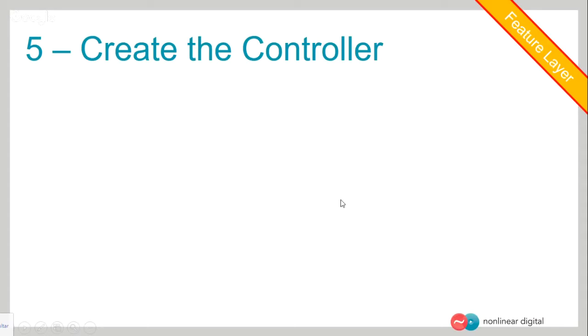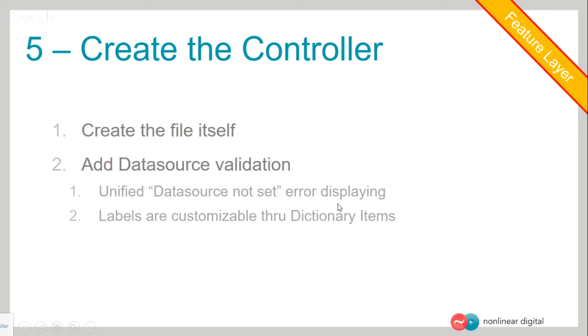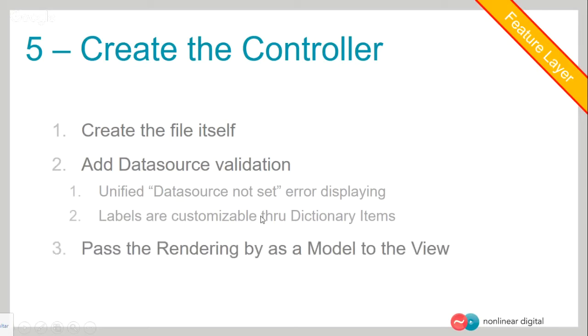Step 5, we're going to create a controller. Just create the file itself and add the data source validation to it. We are using here a pattern that I stole from Habitat, where all the components have a common data source validation. So if the data source is not set up, it will show a good looking warning telling you so, and pass the rendering as a parameter, as a model, to the view. This is what the controller will do.